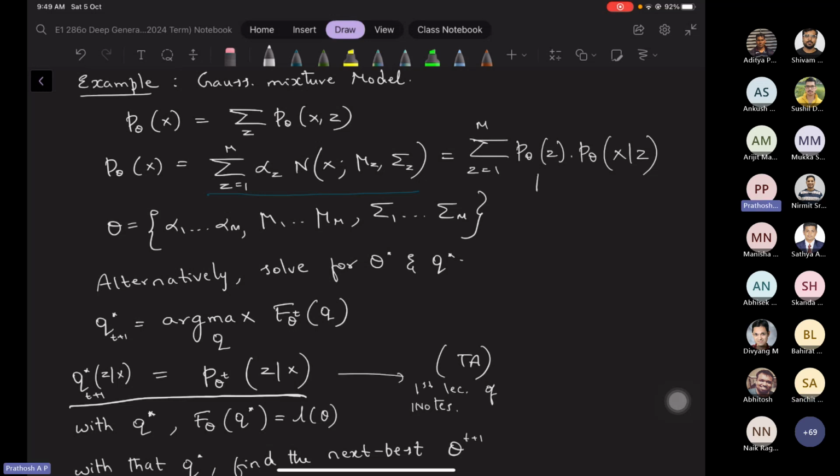Now these are alphas, and every one of these is a Gaussian with a particular mu j and sigma j. So we do know that the conditional of x given a particular z is a single component Gaussian. Any other question on this?